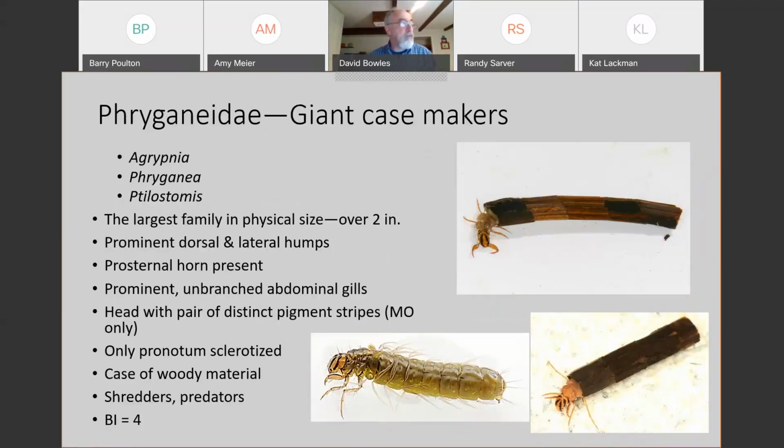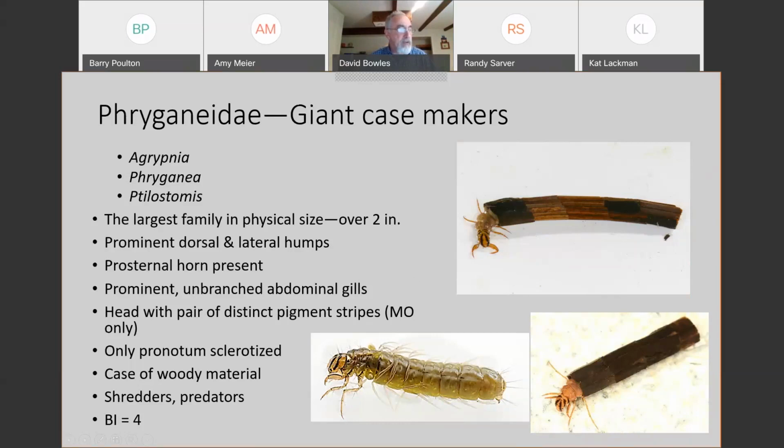The Phryganeidae, or some people say Phryganeidae, we have 3 genera: Agrypnia, Phryganea, and Ptilostomis. That's our largest family by far. These larvae are over 2 inches long. They exclusively build wooden cases, and if you note, instead of the little pieces like you saw in the previous 2 families, these are big chunks that they orient from top to bottom, not crosswise. They have a very prominent prosternal horn. They have prominent unbranched abdominal gills, quite long, and the head always has these distinct pigment stripes. So when you see their head sticking out of a case, those features in combination make them Phryganeids.